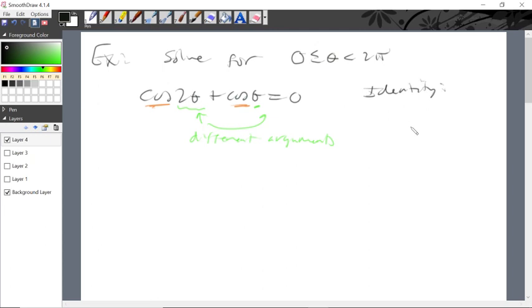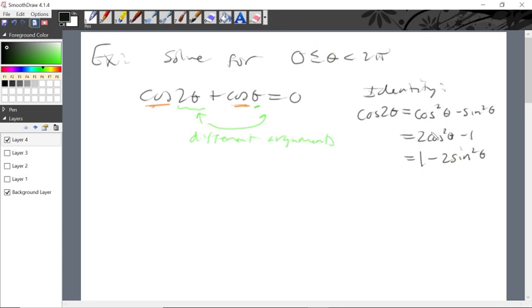What identity can we use? If we can write cosine of 2 theta in terms of the cosine of theta, that would work. That's a cosine double angle identity. Remember, we have choices though for the double angle. Let's write out the 3 choices we have. Cosine of 2 theta is equal to cosine squared theta minus sine squared theta. Another choice we have is 2 cosine squared theta minus 1. And a third choice we have is 1 minus 2 sine squared theta.